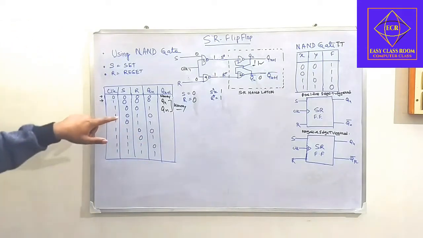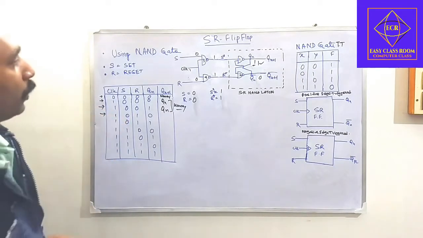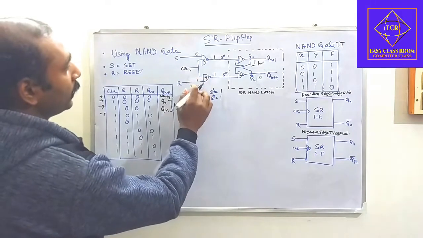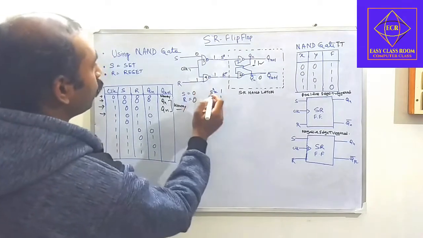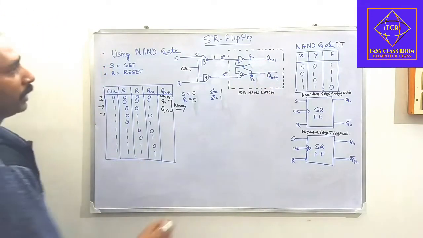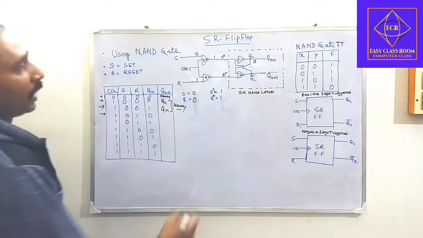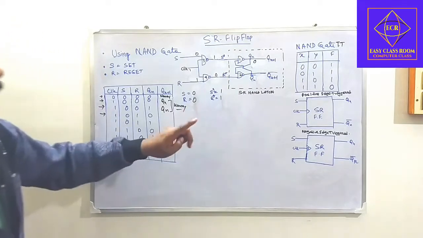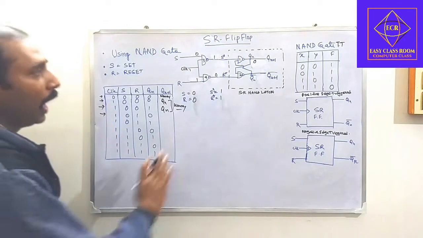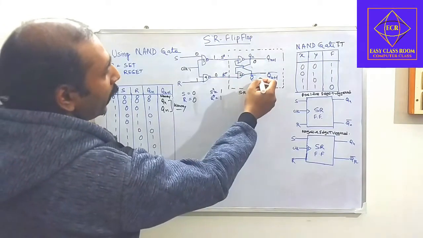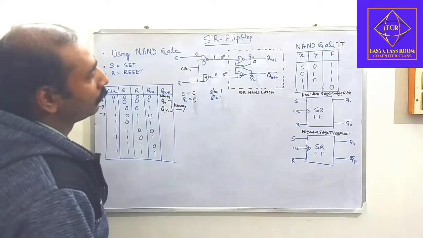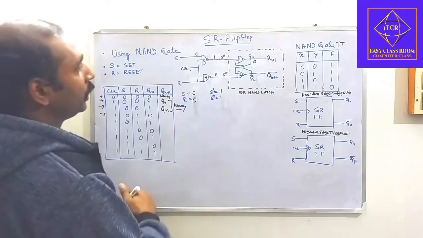Now for this, what will happen for S equal to 0, R equal to 1? Okay, so R equals 1, that is, the set pin is now high. If the set pin is high, what will be the output? And this Qn is 0 as obviously. So this will be 0. So now what will happen here? If any input is 0, the output will be 1, that is there. Okay, so how will we get this? So 0 and 0 we will get 1.